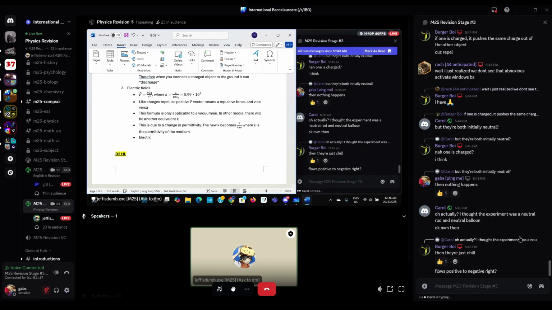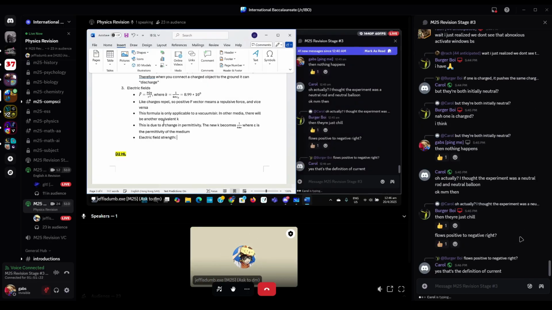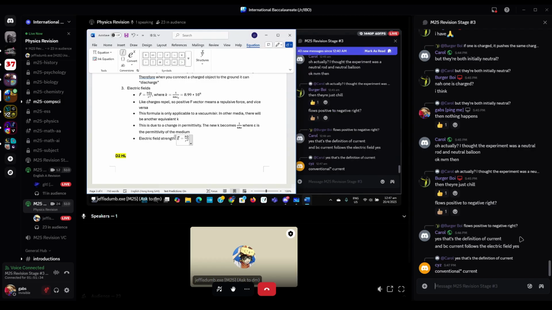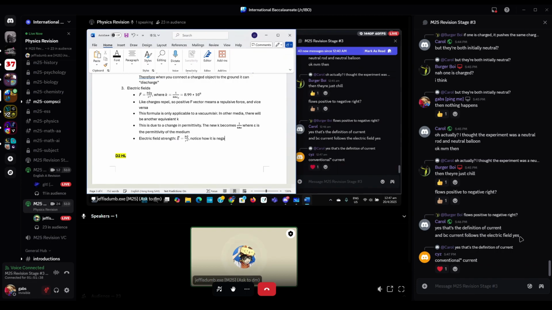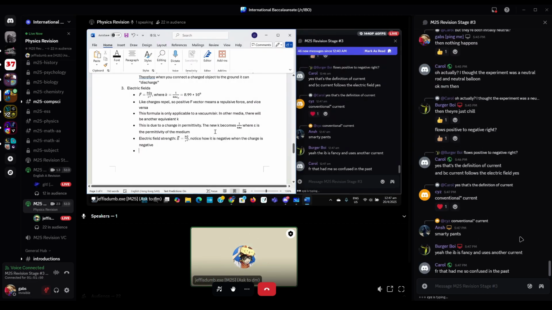Similar to how gravitational fields are defined, we can also have an equivalent to gravitational field strength, which is electric field strength, E vector equals kQ over r squared. Notice how it is negative. When you're doing electric field strength, you need to notice that the direction will be different.